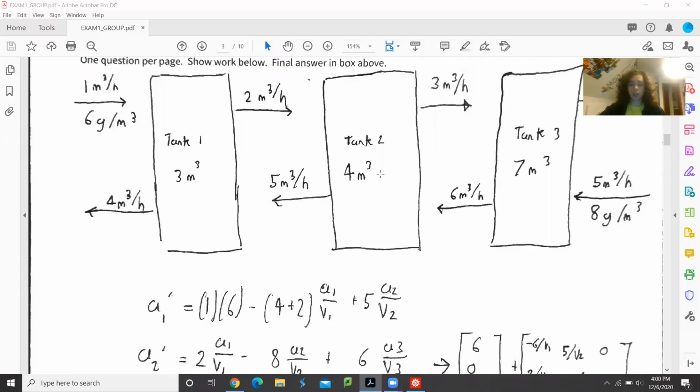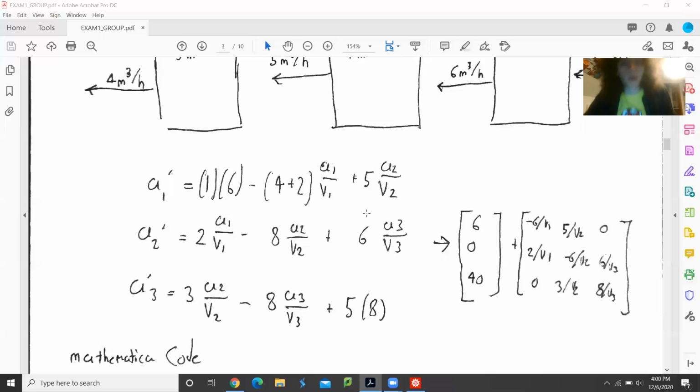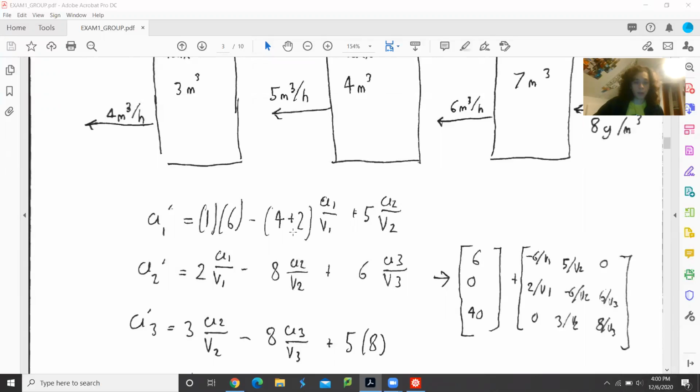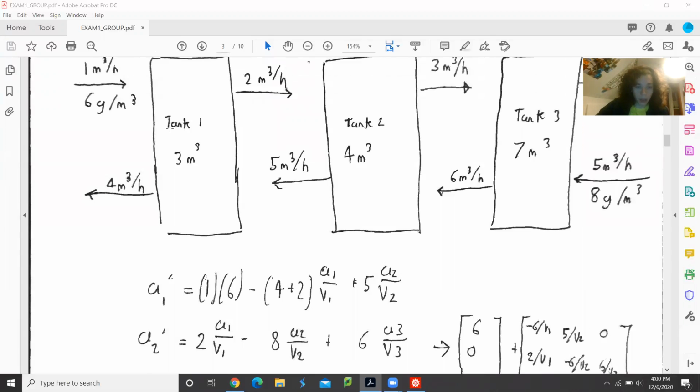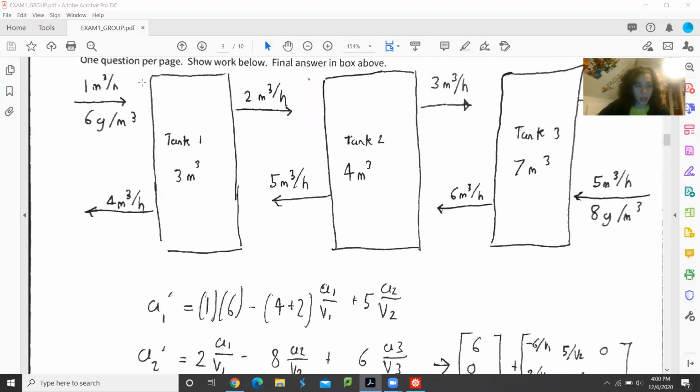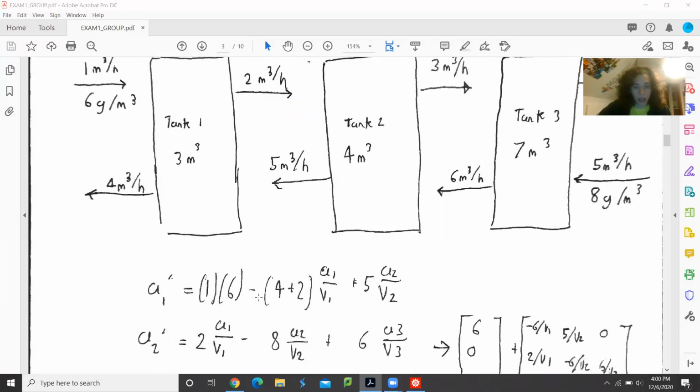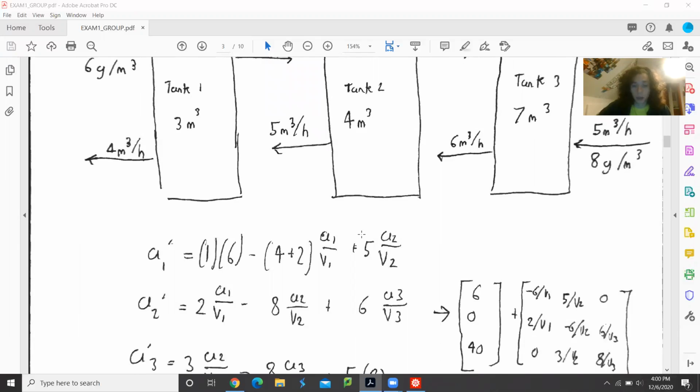Now, once we have our tanks checked, we can solve for A1, A2, and A3. Now, A1 is just going to be tank 1's system, which is the individual parts of each variable coming from separate tanks or outside sources. So the 1 times 6 is just the outside source, and then subtracting the parts leaving the tank, which is the 4 and the 2, of A1 over V1, which is the tank itself. And then we're adding 5 because there's 5 coming in from tank 2.